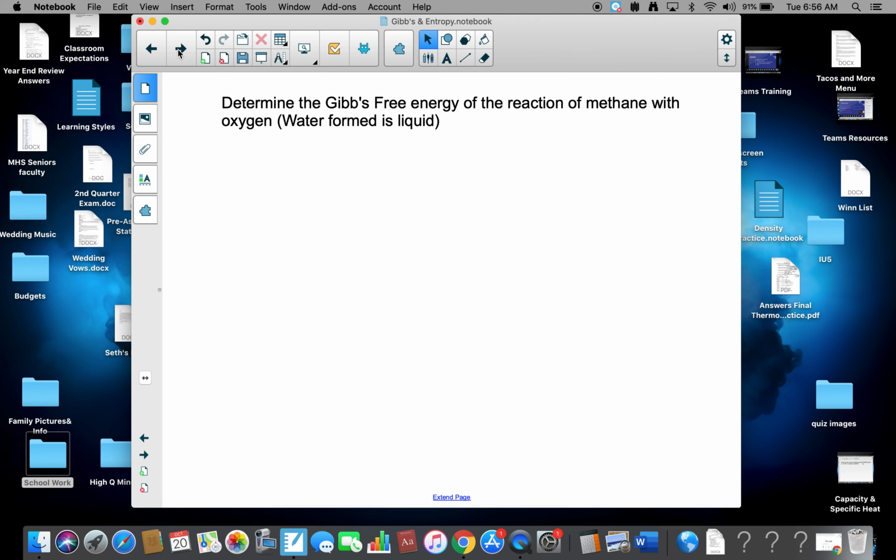So let's look at a problem. Determine the Gibbs free energy for the reaction of methane with oxygen. Methane with oxygen, that's going to be a combustion reaction. Water is formed as a liquid. So let's look at the reaction and let's balance it. So we have methane, CH4, plus oxygen, yields CO2 plus 2H2O. Don't worry about the forms right now. I'll get to that in a second.